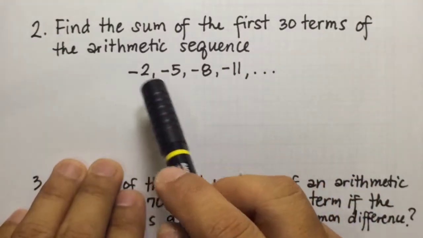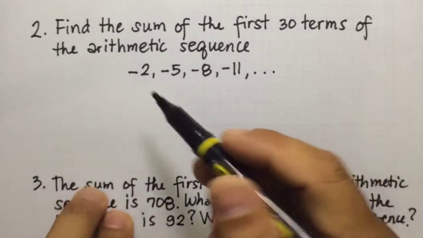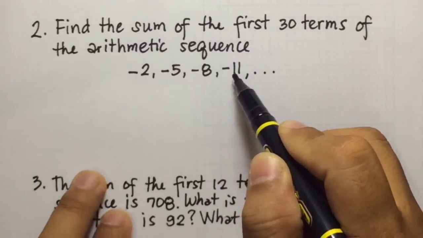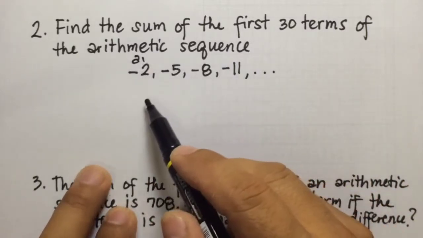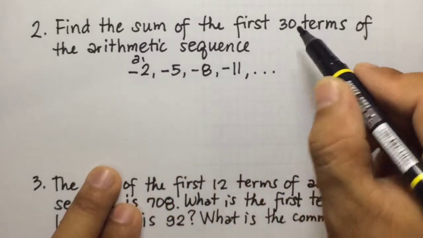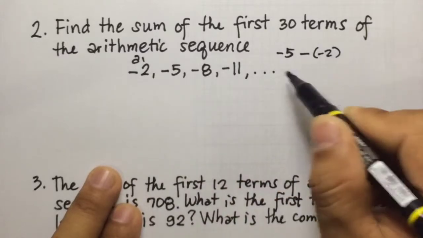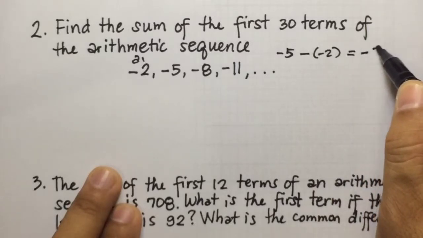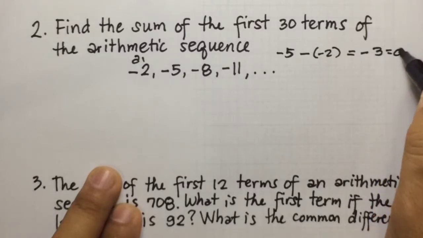Number 2, find the sum of the first 30 terms of the arithmetic sequence: negative 2, negative 5, negative 8, and negative 11. So this is a sub 1, which is negative 2. And finding the common difference, we're going to have negative 5 minus negative 2. It will be negative 5 plus 2. The answer here will be negative 3. So the common difference is negative 3. This is d.